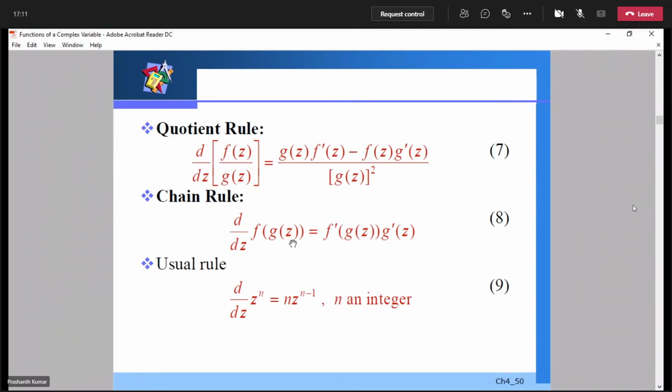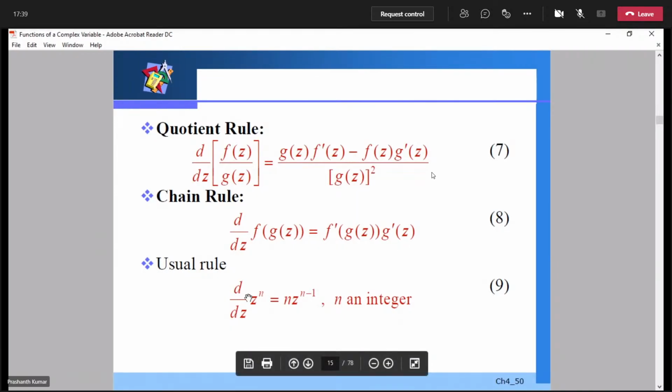You differentiate the outside function like f dash, and the inside function you differentiate and multiply with g dash z. That is f dash of g of z times the derivative of g. So this is also one of the rules, the chain rule we call.